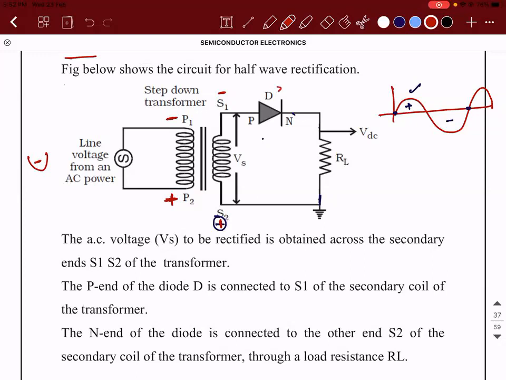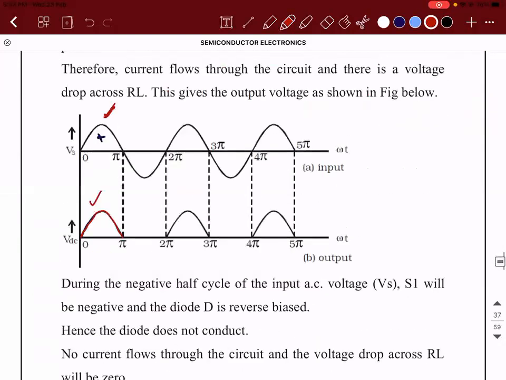Now tell me, what is the kind of biasing the PN junction diode is undergoing? It is reverse, sir. Reverse bias. What will happen? It behaves like an insulator. It will act as an insulator. So if you connect an LED, will it glow? No. That means the negative half cycle that is coming from the AC source is cut off.